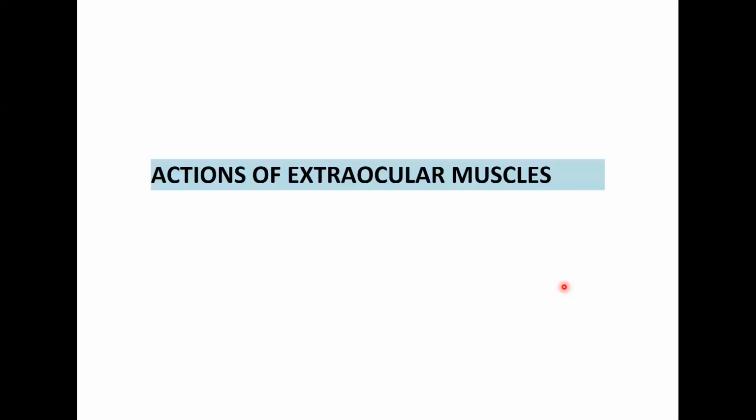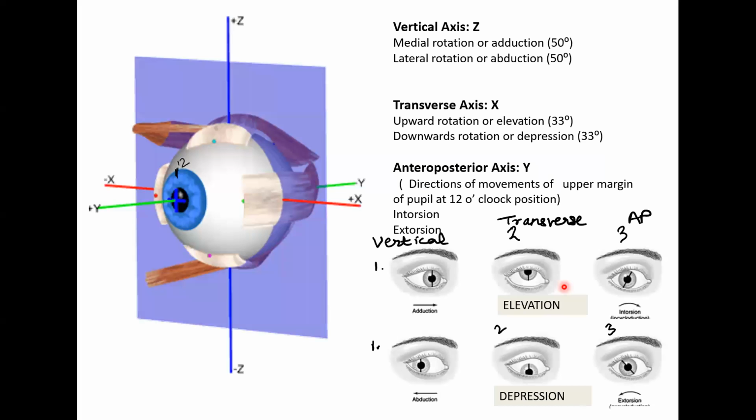Now we will study the actions of the extraocular muscles. The extraocular muscles are responsible for the movements of the eyeball. And movements of the eyeball are possible along three axes. That is, one is this vertical axis shown by blue, second a transverse axis shown by red, and third an antero-posterior axis shown by green color.